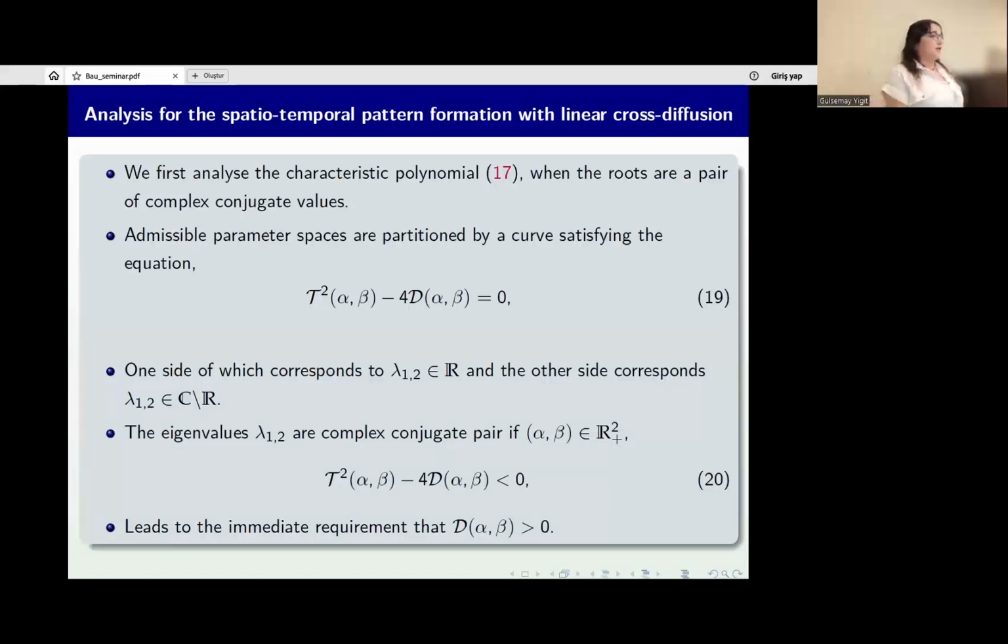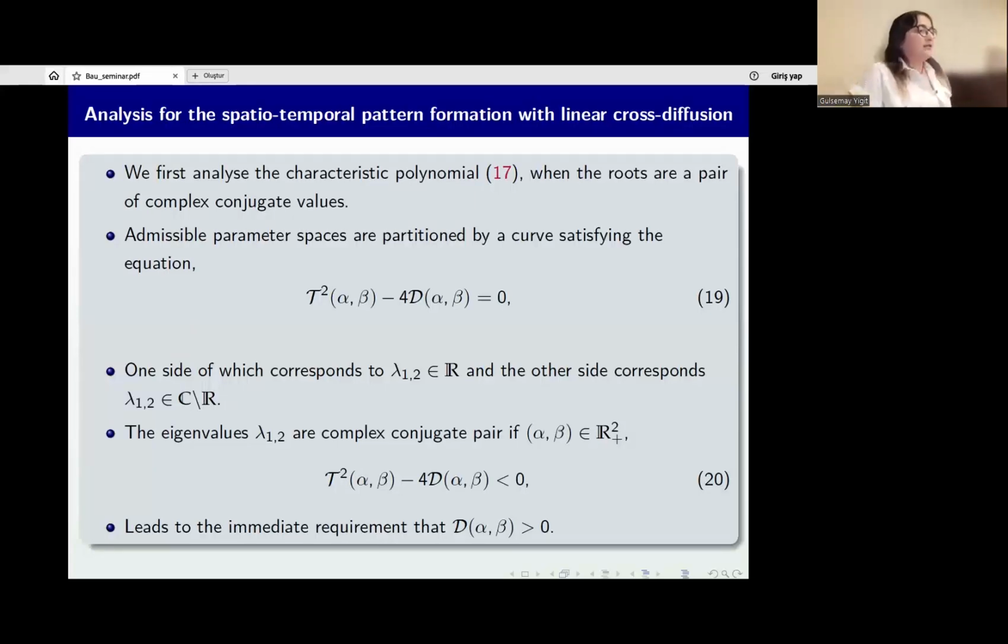Okay, since we are interested in spatiotemporal analysis, we are interested in considering the complex conjugate eigenvalues. Therefore, we need to say that it's actually the curve given by 19 that is going to separate the real and complex eigenvalues, but we want our analysis to be done on complex pairs.